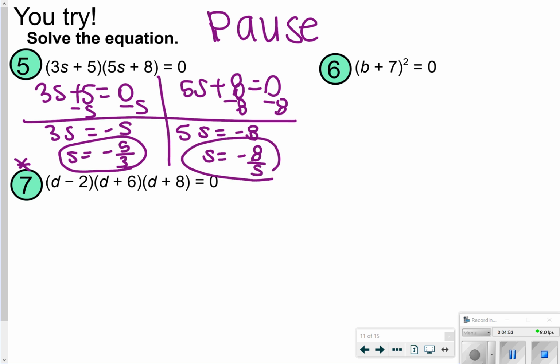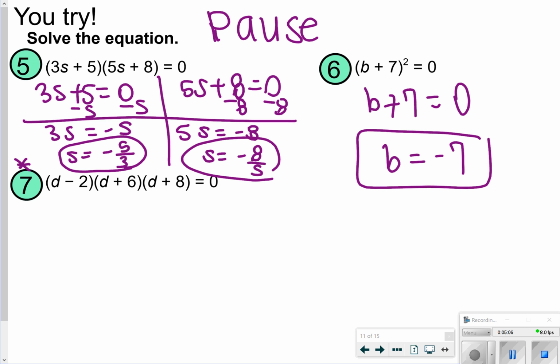Okay. For number 6, you should have picked up by now that whenever we see a squaring, it's basically going to give us the same answer. So really for number 6, I only did this: b + 7 = 0, so all my roots would be equal to -7.